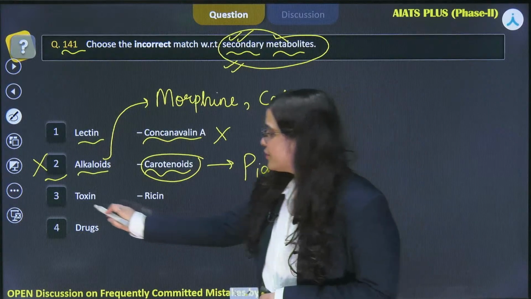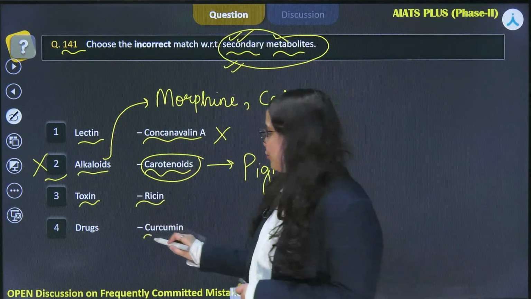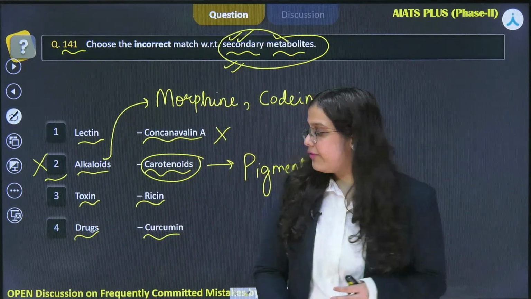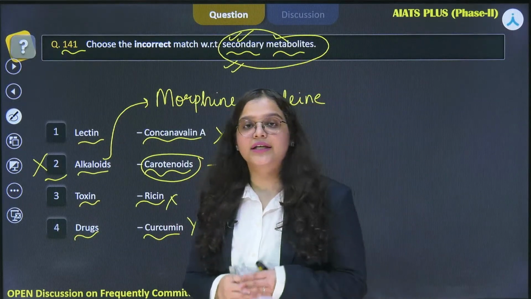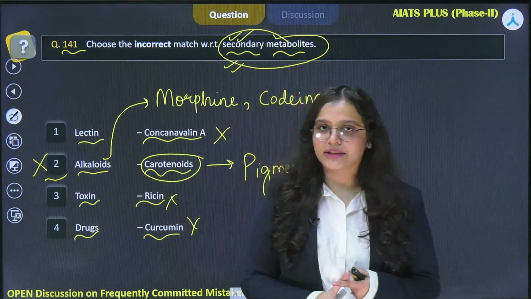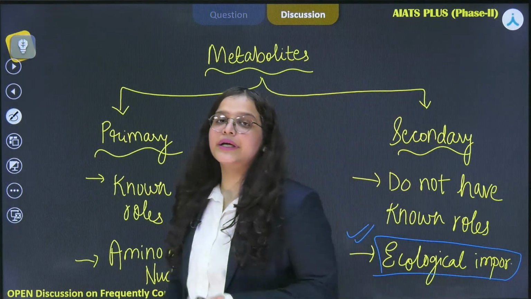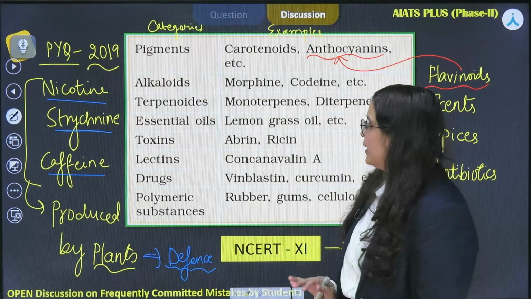So the other options, which is toxin, which is matched with ricin, and curcumin, which is categorized as drugs, are absolutely right, and therefore these two cannot be the answer. So we conclude that our right answer is option 2, and you can simply solve this question by learning the table. So you can understand how important it is to explore every corner of the NCERT book.